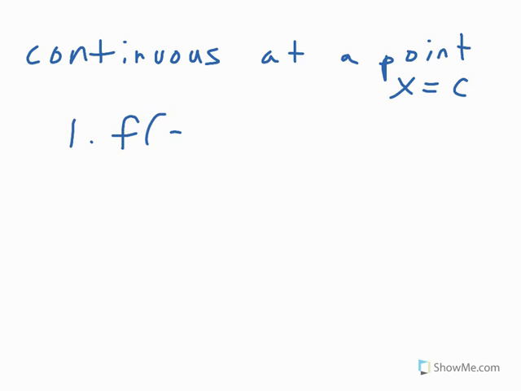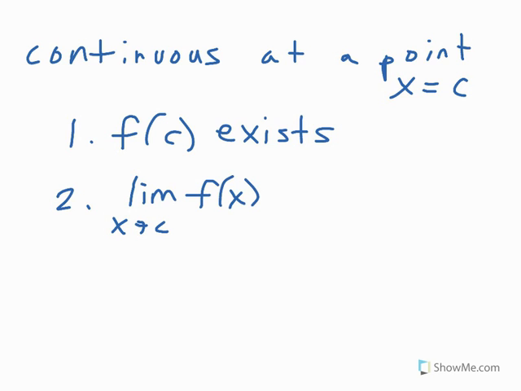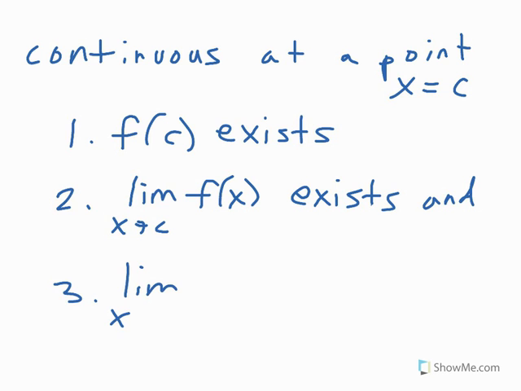First of all, f of c must exist. So it has to be defined at that point. If you have a hole in the graph at that point and the function is not defined to be equal to some other value, then the function can't be continuous there. Second of all, the limit as x approaches c of f of x must also exist, so there has to be a limit there. And last but not least, that limit that we said exists in the previous step has to be equal to the function value at c.